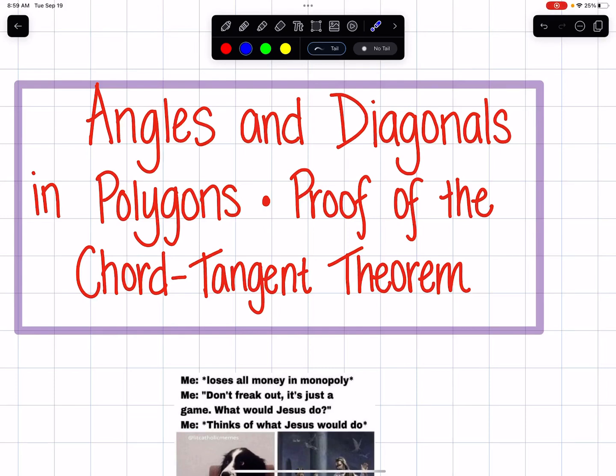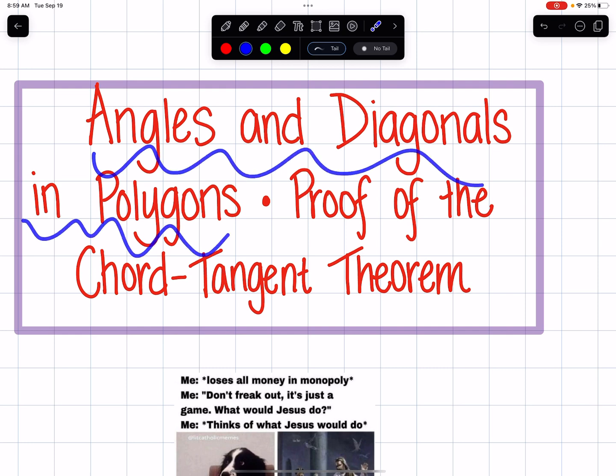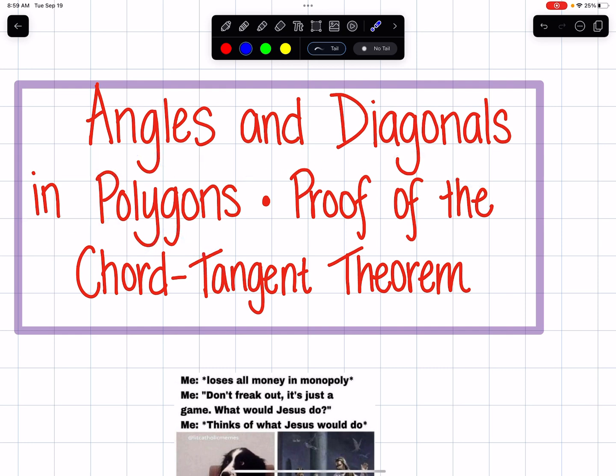We're going to do lesson 12, which goes over angles and diagonals in polygons. It's actually kind of fun. That part of it is really fun. And then we'll talk quickly about the proof of the chord tangent theorem.